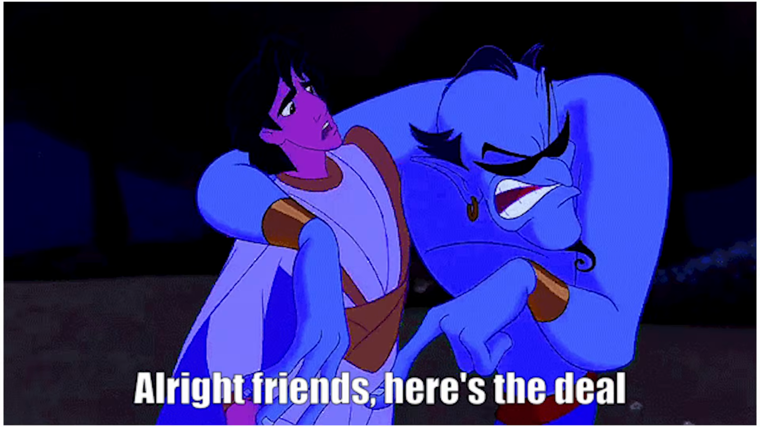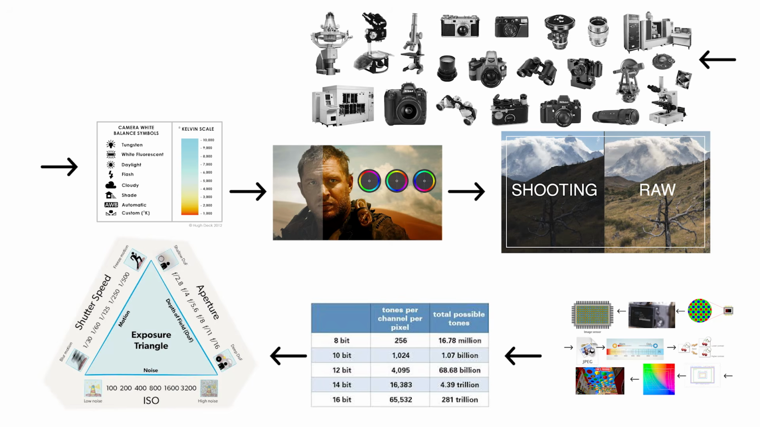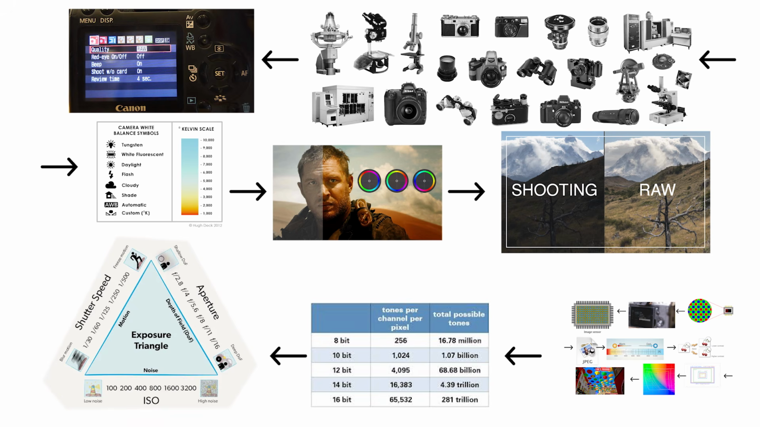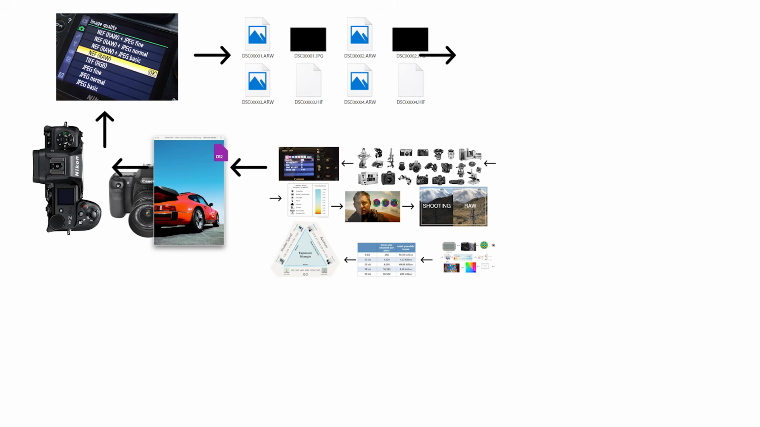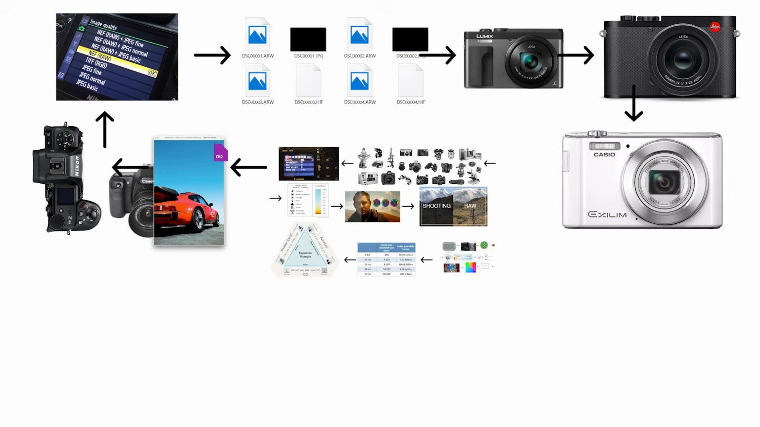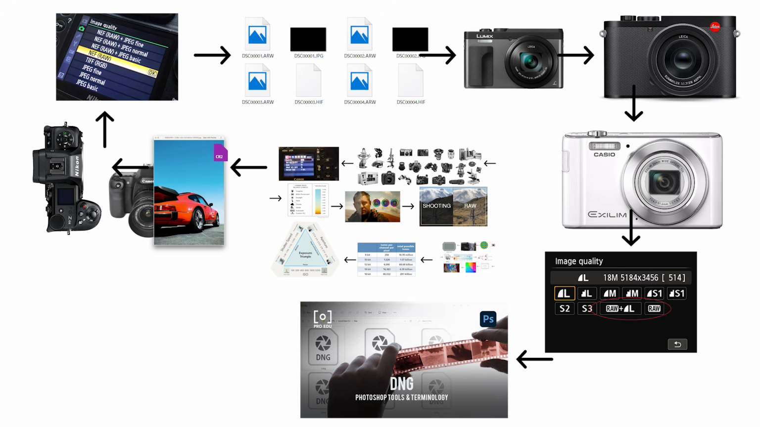Here's the annoying part. RAW isn't a single format. Every camera manufacturer created their own proprietary version. Canon cameras save CR2 files, which stands for Canon RAW version 2. Nikon uses NEF, or Nikon Electronic Format. Sony uses ARW. Panasonic, Leica, and Casio actually use the .RAW extension. Adobe created DNG, or Digital Negative, as an open RAW standard, but adoption remains mixed.